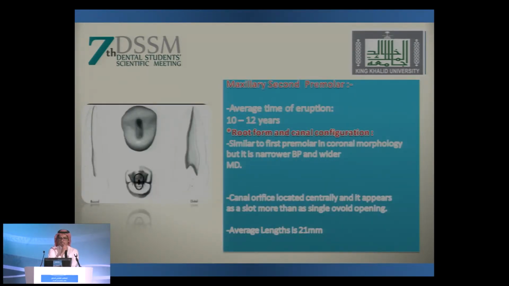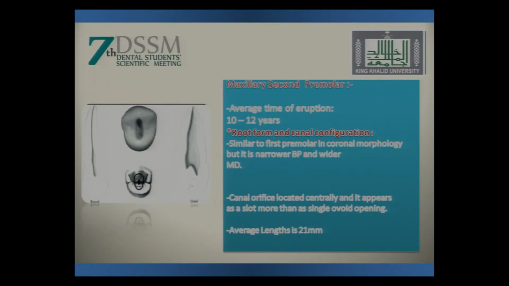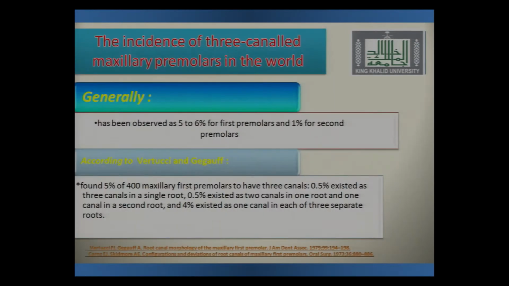The maxillary second premolar's average time of eruption is 10 to 12. The root form and the canal configuration are similar to the first premolar in the coronal morphology, but it is narrower buccopalatally and wider mesiodistally. The canal orifice is located centrally and appears as a slot more than a single ovoid opening. The average length is 21 millimeters.